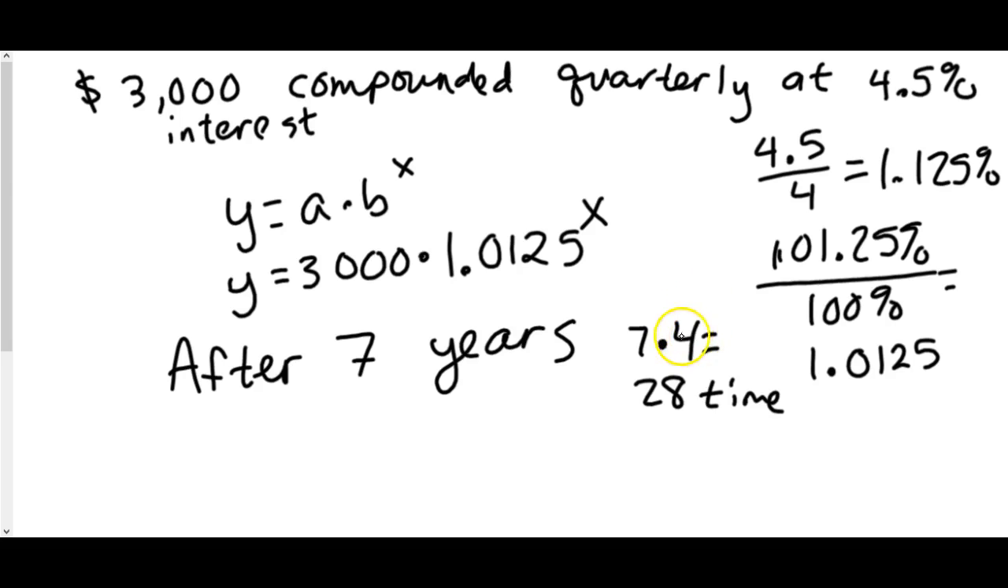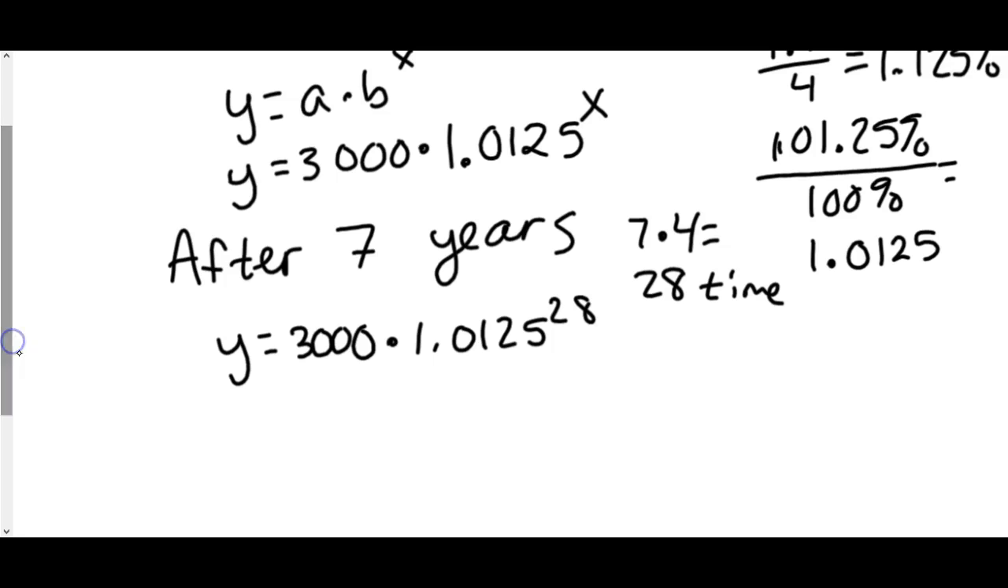If it was semi-annually, we'd times by 2, or up here with our rate, we'd divide by 2. If it was monthly, we'd times by 12 because there's 12 months in a year, or divide by 12 on our rate because there's 12 months in a year. So now we have 3,000 times 1.0125 to the 28th. That gives us $4,247.98.